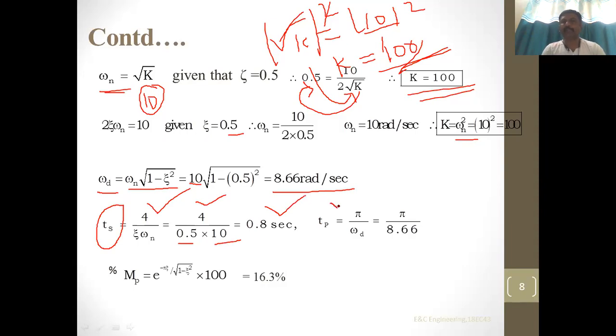Then Tp is equal to pi divided by omega d, which is pi divided by 8.66. Omega d we have just calculated from this relation. Is it okay? Please try to evaluate this value. Then what is Mp? e power minus xi pi divided by root of 1 minus xi square, and you just cross check, it results in a value of 0.163 or 16.3%.